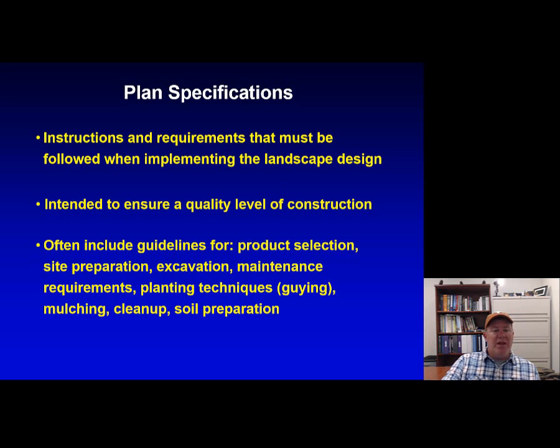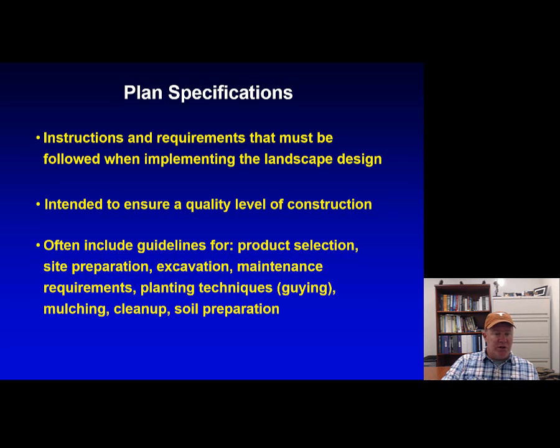It's going to talk about the planting techniques, or the guying of trees. And one thing it's going to mention about the guying is that either you're going to stake your trees or not, but it's also going to tell you who's responsible for taking off the guy wires and when you will take off the guy wires. It may be the maintenance contractor, or it may be the installation contractor coming back so many months later to remove the guy wires. Read the specs, it'll tell you.